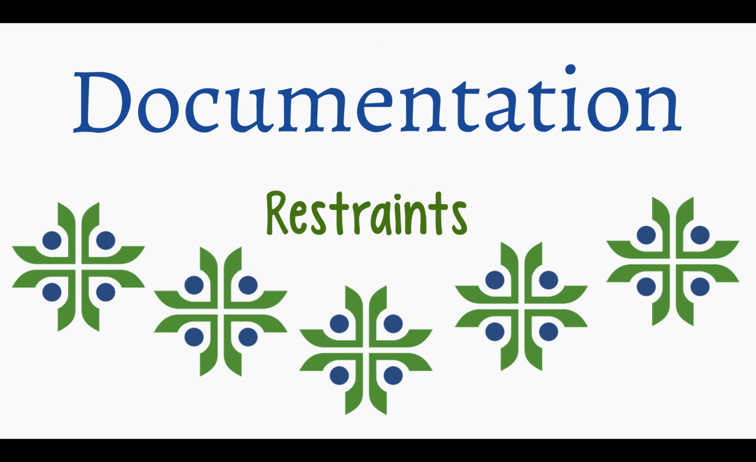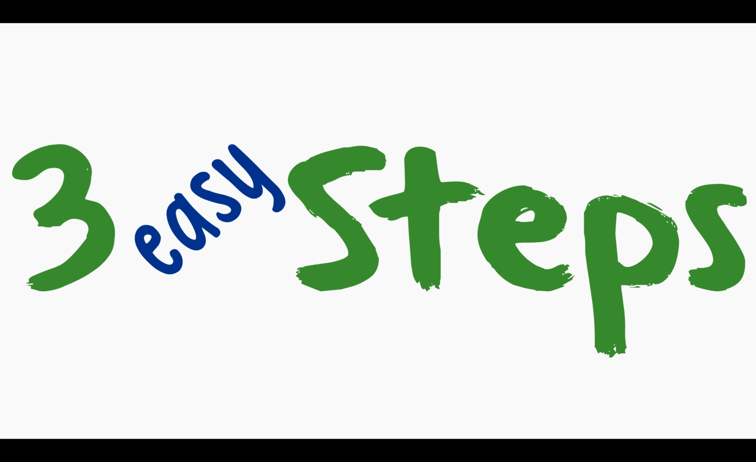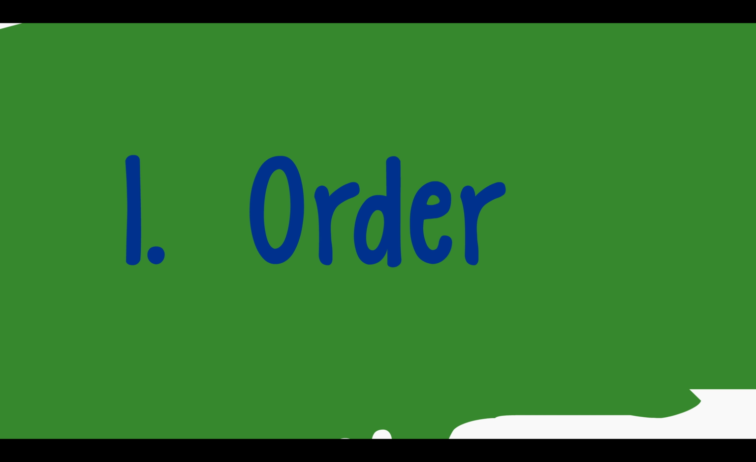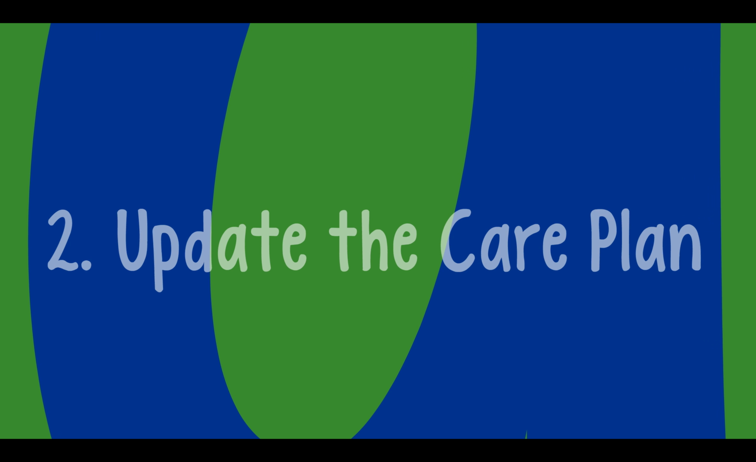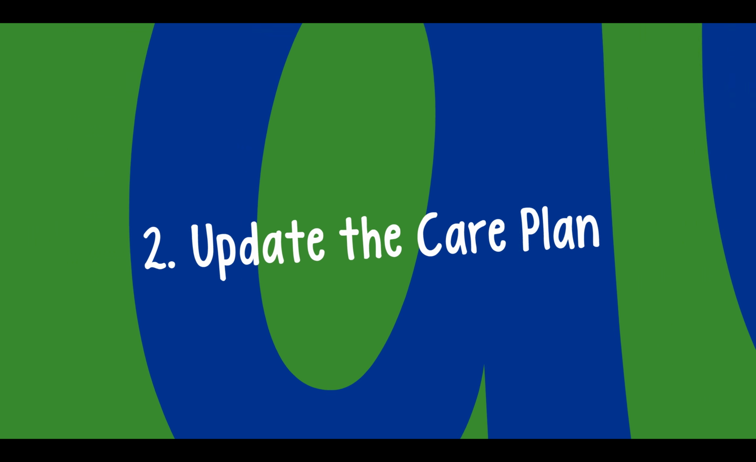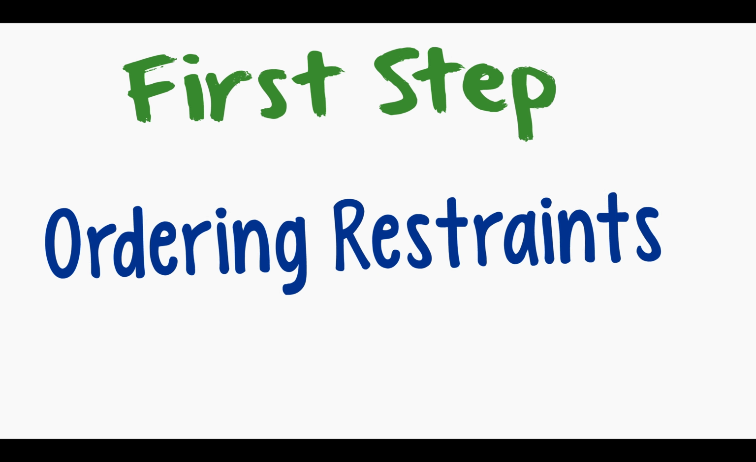Now let's talk about restraints. There are 3 steps when documenting restraints. The first step is to place the order. Your second step is to update the care plan. And the third step is to document assessments. Step 1, ordering restraints.